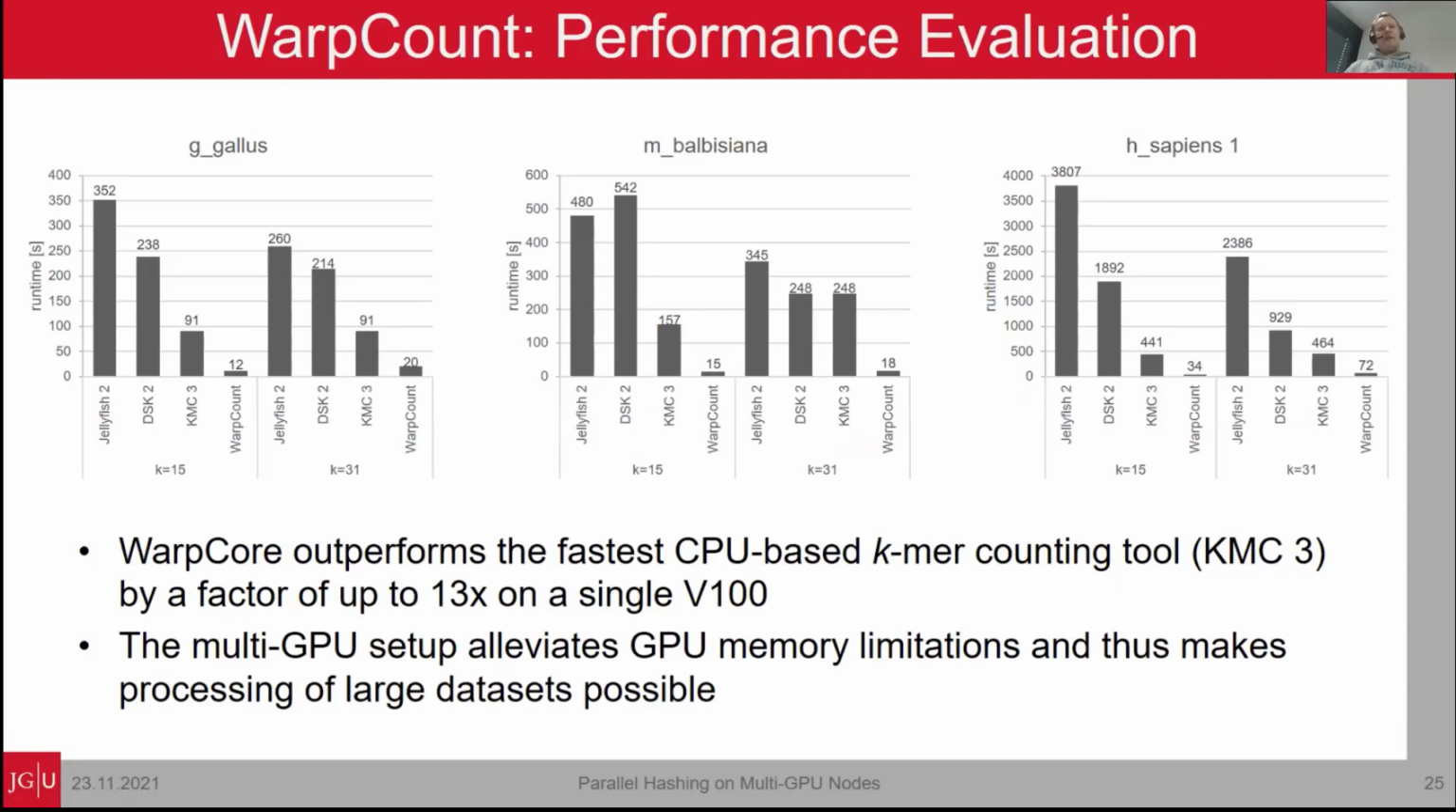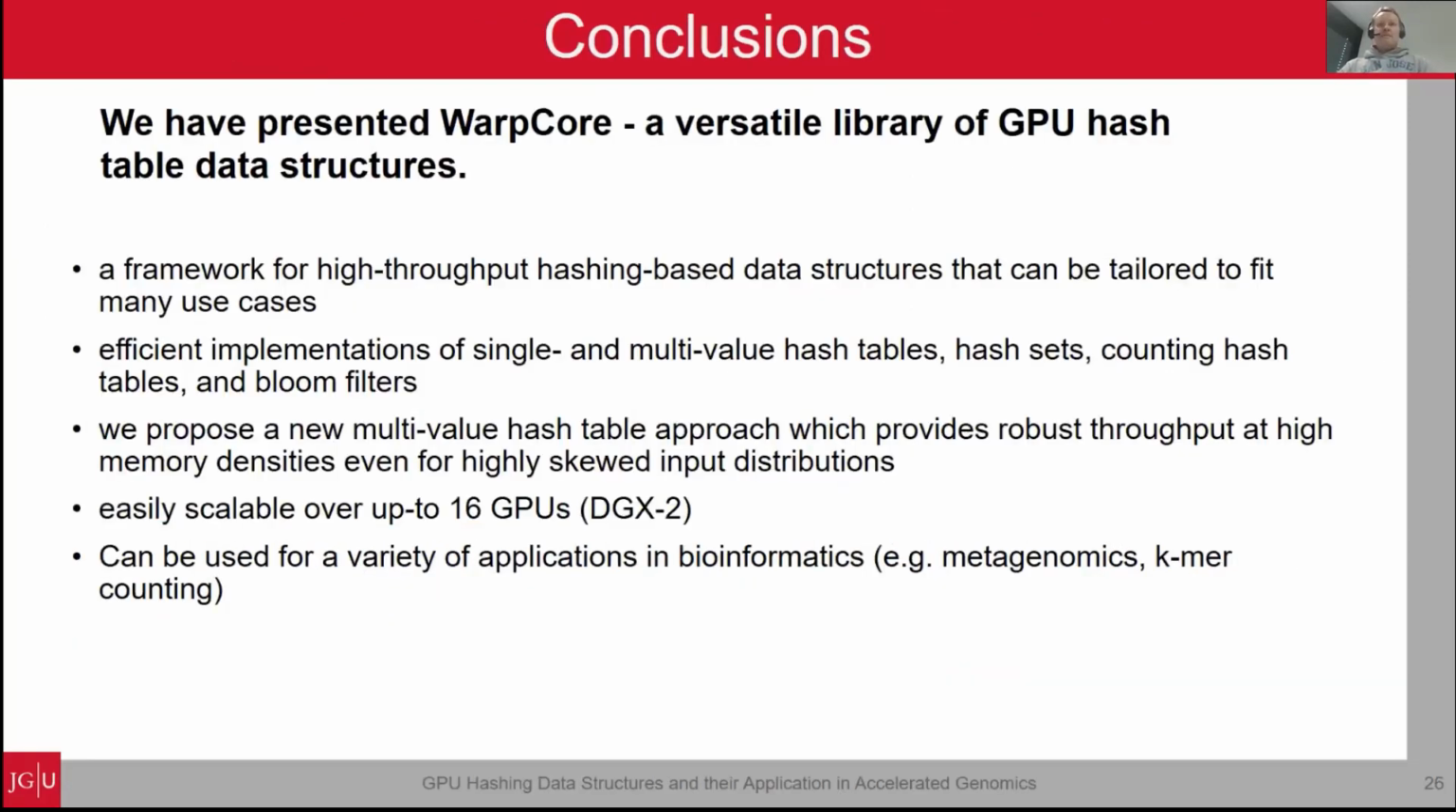This is a performance evaluation of WarpCount for 3 data sets in comparison to the state-of-the-art multi-threaded CPU versions, Jellyfish 2, DSK2, and KMC3. And we can, again, achieve very good speedup. This is based on a single V100. And we get a speedup of up to 13 compared to KMC3, which is kind of the state-of-the-art CPU tool here. Okay, I think that's then the end of our talk.